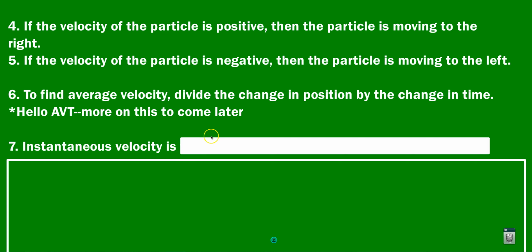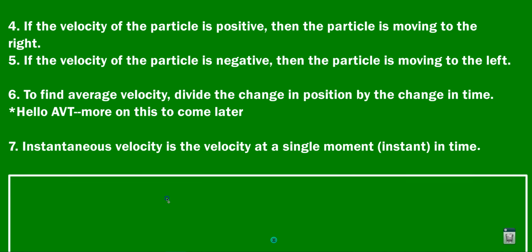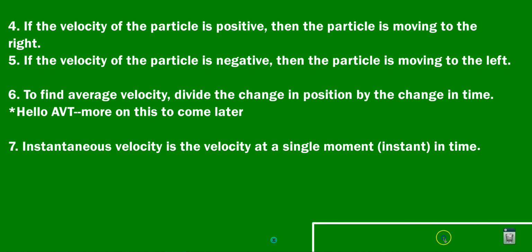Instantaneous velocity is the velocity at a single moment or instant in time. Average velocity is your average change in position over time, whereas instantaneous velocity is, at any one specific time, what is your rate of change? Okay, that's all for that page. Let's go to the next one.